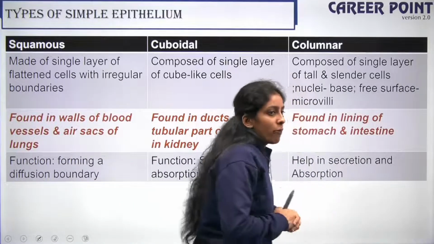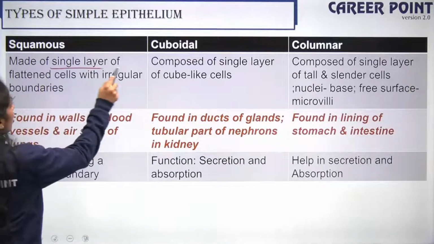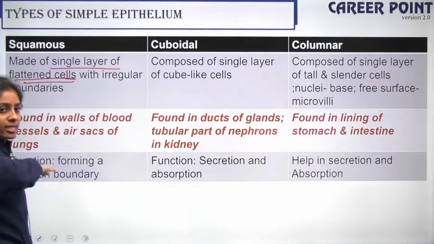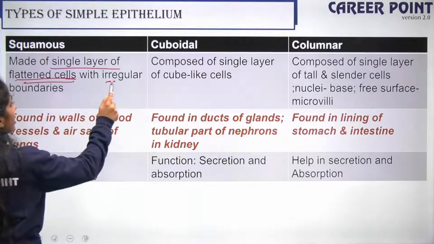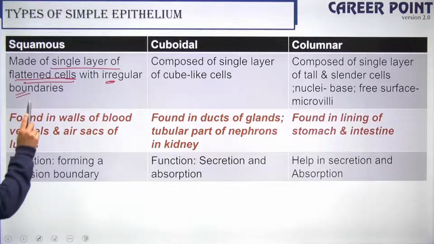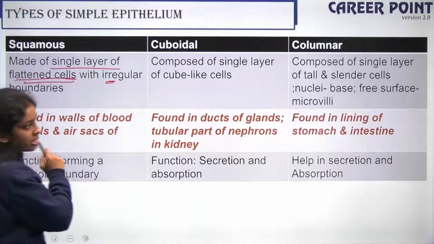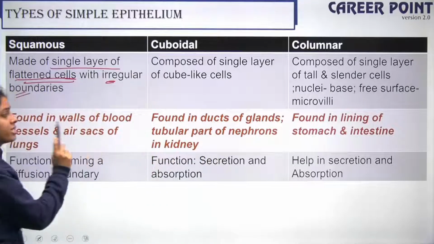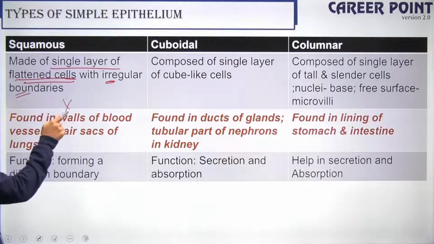Okay. So point number 1, under your squamous epithelium, it is made up of a single layer of flat-ended cells. Yes, it is a flat layer. We saw in the previous picture, it is a flat layer with irregular boundaries. Yes, the boundaries were irregular. They were not defined. So where are they found? When it is highlighted in brown color, this entire row is the location of that particular type of tissue, and you have to pay attention to this. This is very, very important.